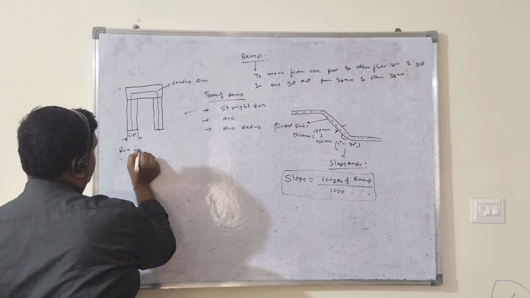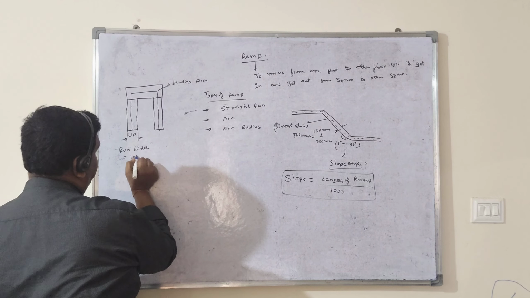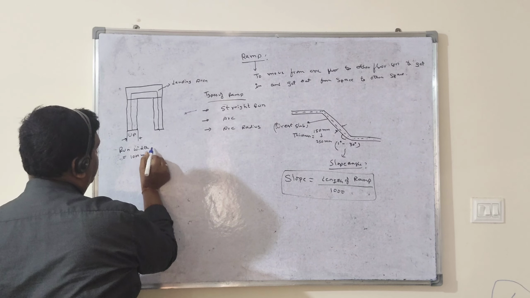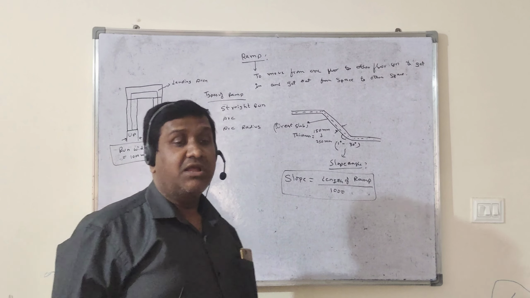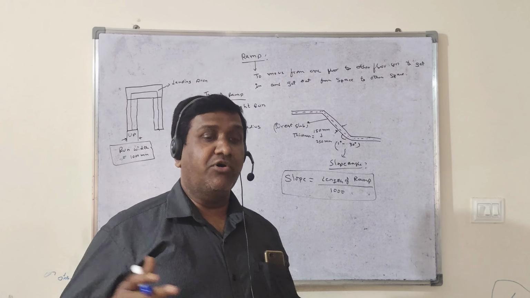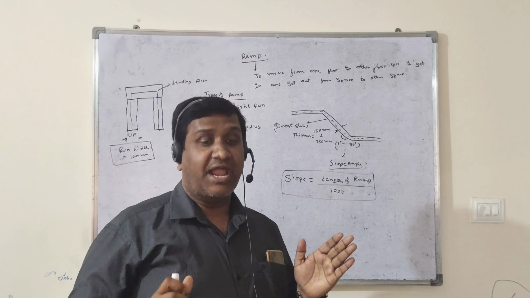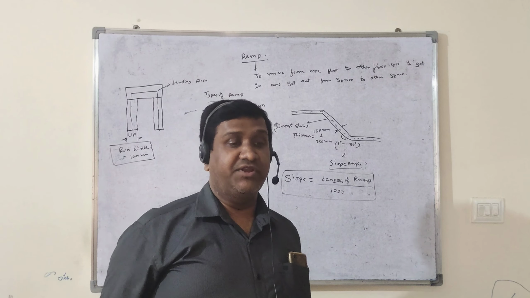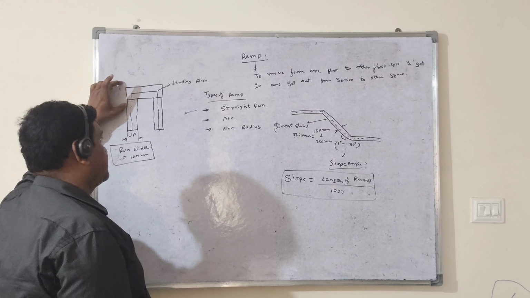Again, the same as a staircase, the run width is minimum 1000 mm. Here also the ramp run width will be 1000 mm. We have to keep it everywhere. Don't keep less than 1000. You can keep more also, but 1000 is the standard width of the ramp, the run width. And here the landing also will be there.